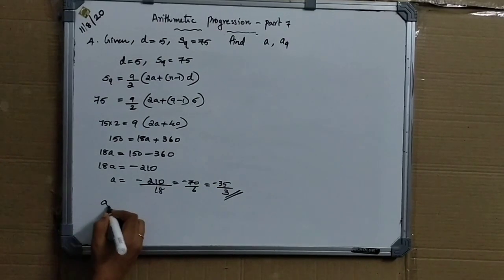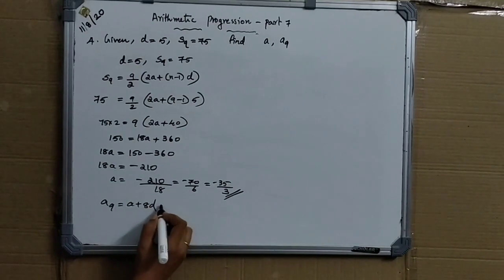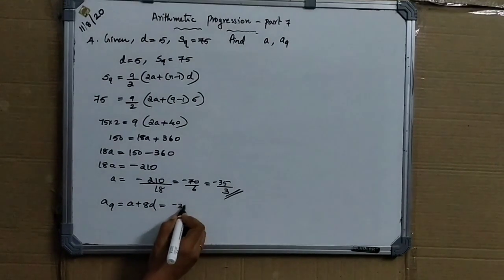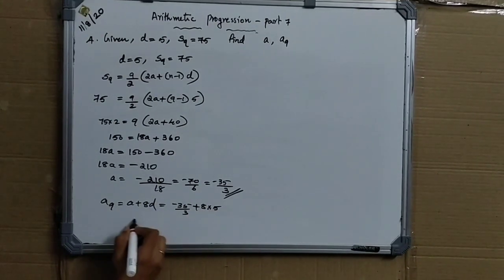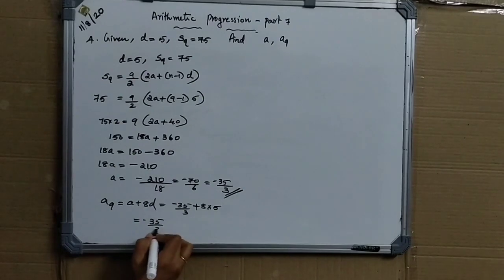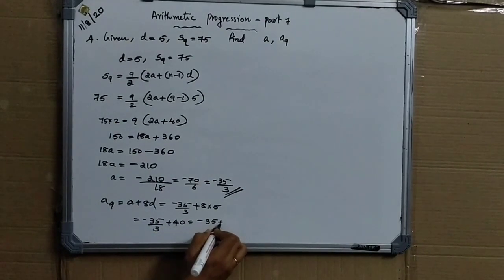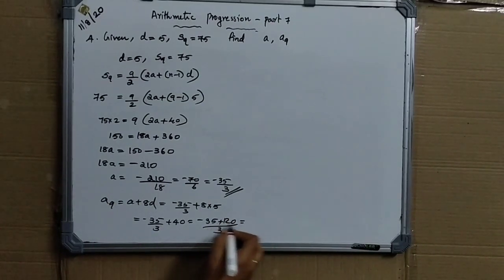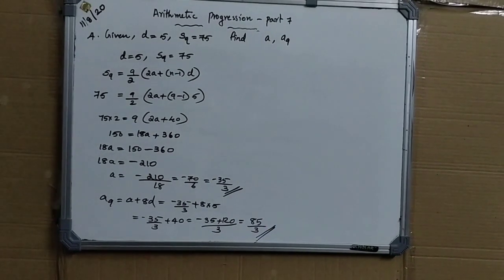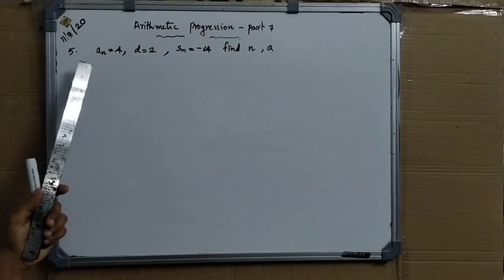Now it is asked to find out the ninth term. So A9 equal to a plus 8d. a is negative 35 by 3 plus 8 into 5, that is negative 35 by 3 plus 40. Again, negative 35 plus 120 divided by 3, that is equal to A9 equal to 85 by 3. Now let us go to the next question.